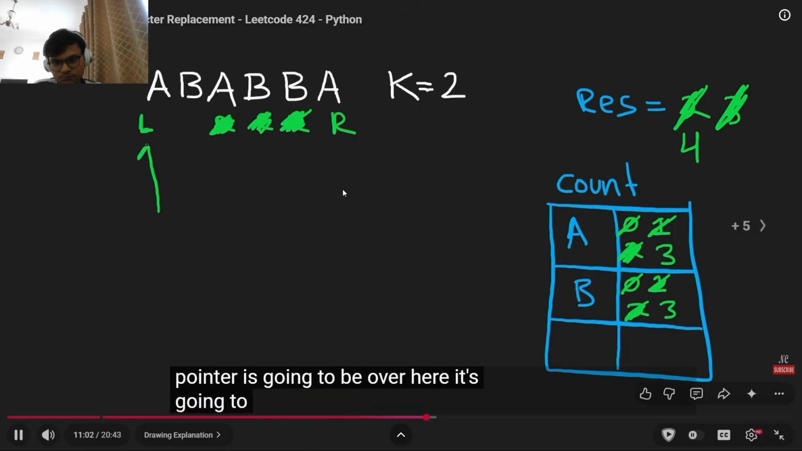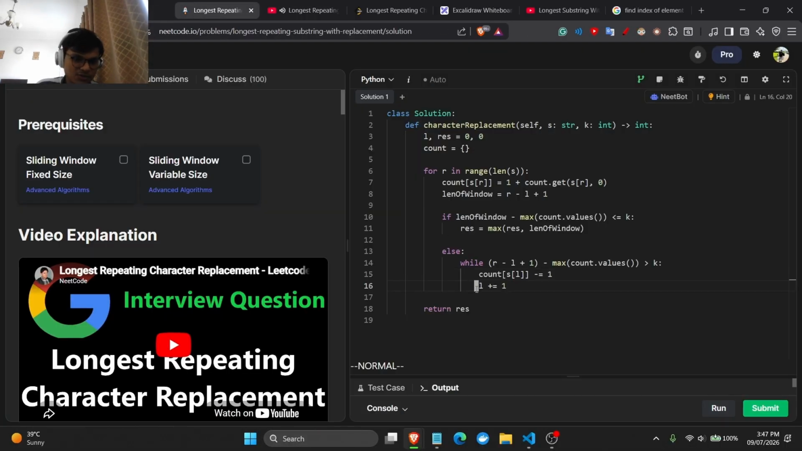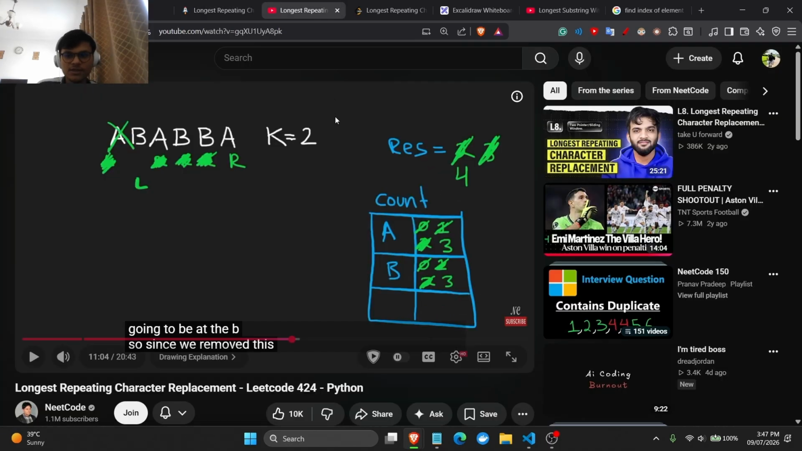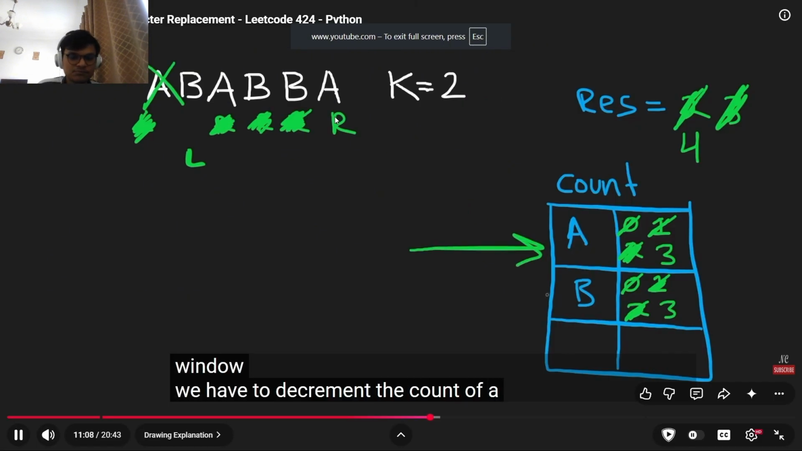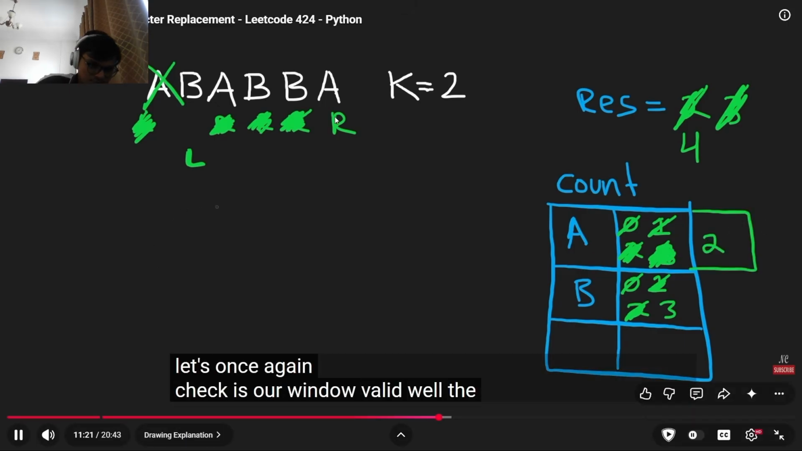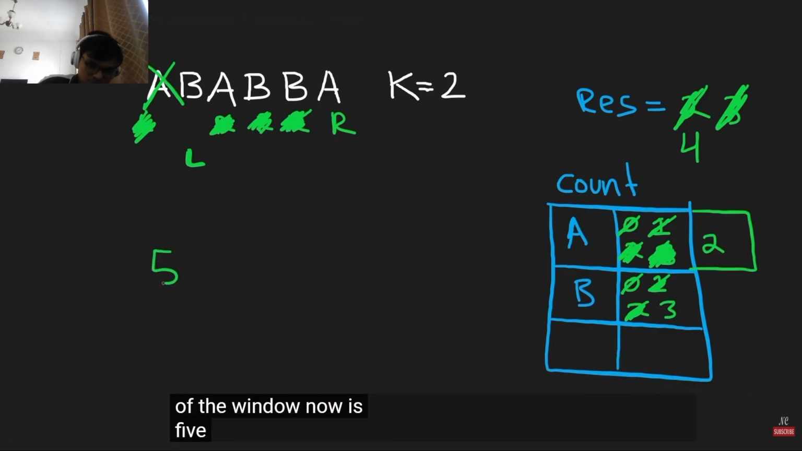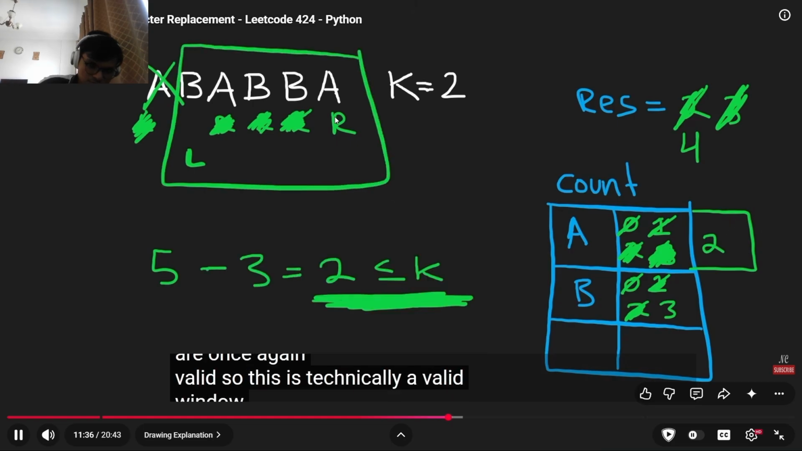So we're going to take our left, going to be at the B. Since we remove, the moment we come out of this loop, we will definitely hit this condition which we calculated. This A from our window, we have to decrement the count of A in our window. So I'm going to cross this 3 out, window valid. The size of the window now is 5, and the count 3 is going to be, so this is technically a valid window right now.